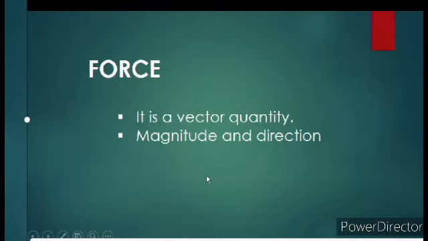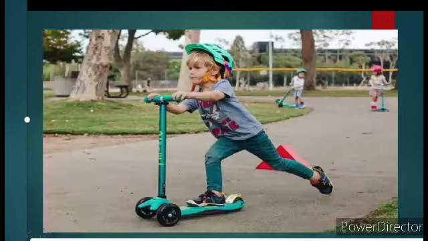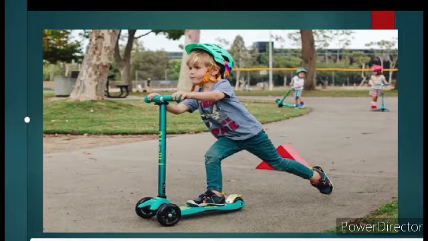Okay, so next, let us go now with force as a vector quantity, magnitude, and direction. When we say force is a vector, it means that it is a measure having both size of force and direction. Magnitude means the size of force. For example, a child pushes the scooter on the ground in the opposite direction that the scooter moves. So that's the direction of the force he applied. He can give the scooter a strong push or a weak push. That's the size of the force. Like other vectors, a force can be represented with an arrow.